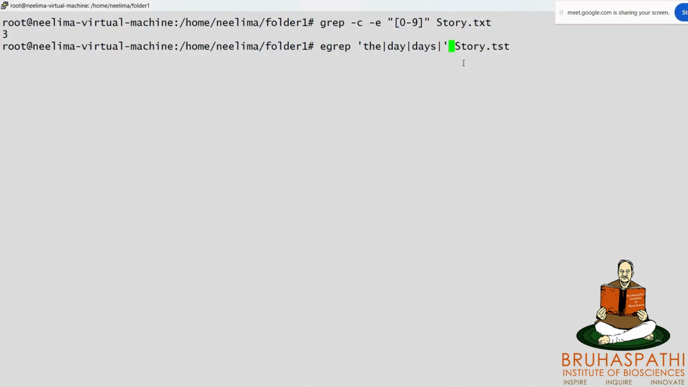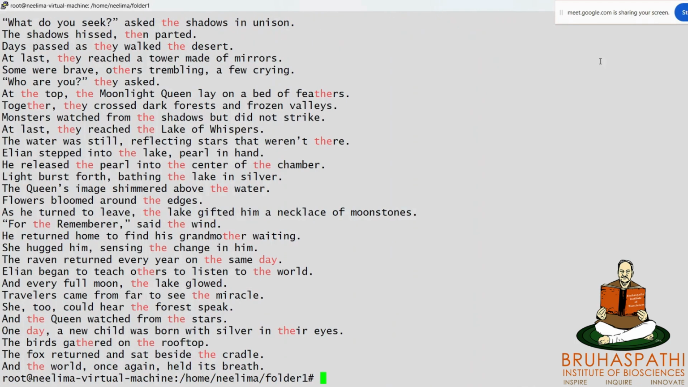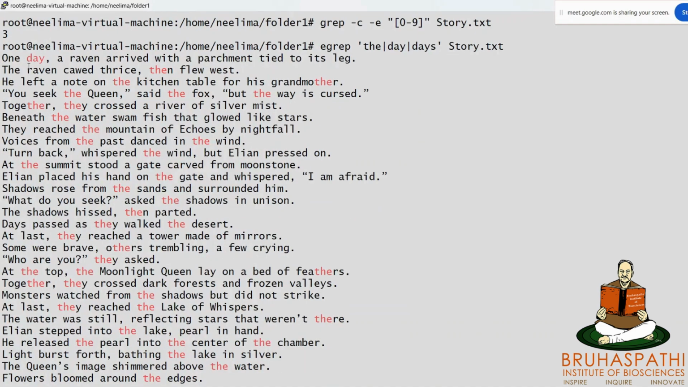Okay. The next command is egrep. What egrep does is, you can give a number of expressions which you want to check in the story.txt file. egrep, use multiple expressions. That's the extended grep. What expressions are you searching for? The, day, days. In which file are you checking? Story.txt. The is printed. Day is printed. Days is not there. That's the reason it's not printed.